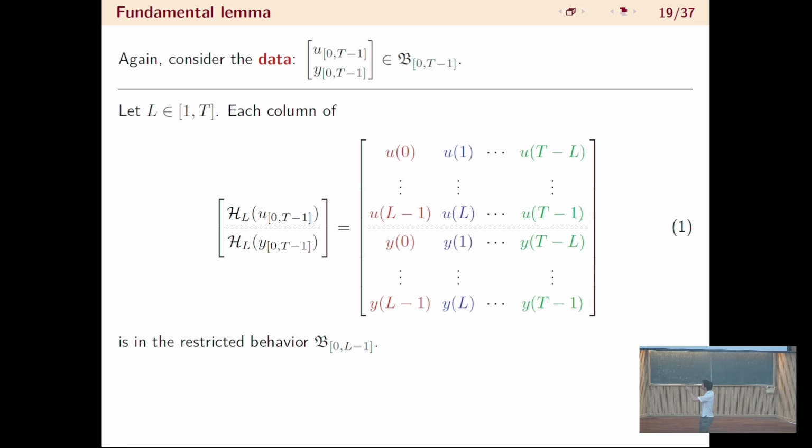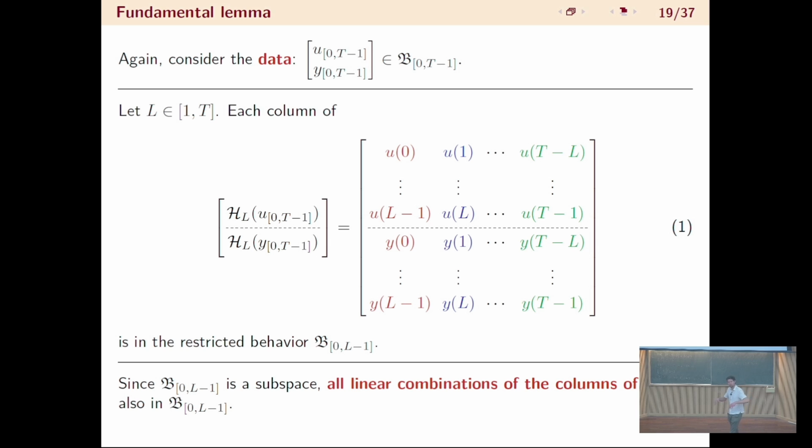Well, the point is that if you look at these columns over here, all of these columns are restricted trajectories of the system, right? Because this data was generated by our original system. And so all of the columns that you see here are in the restricted behavior B0, L minus 1. We spoke before already about the fact that this restricted behavior is a subspace. That means that also all linear combinations of these columns are again in the restricted behavior B0, L minus 1.